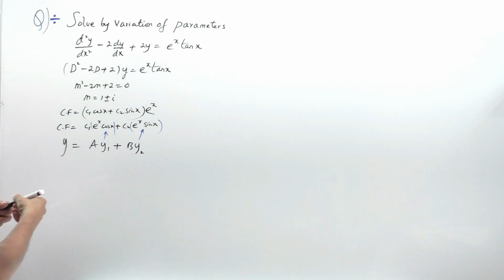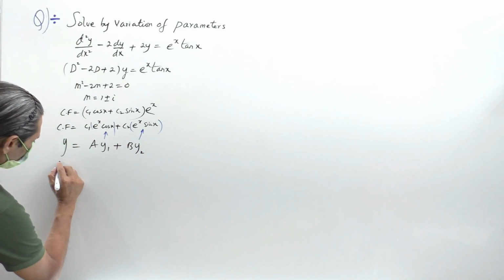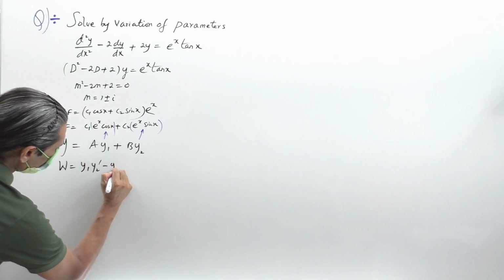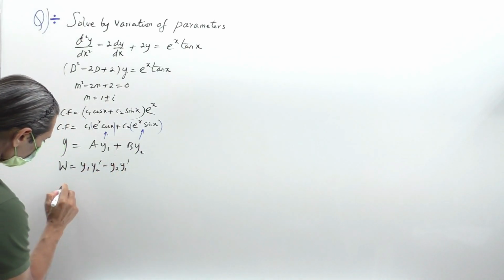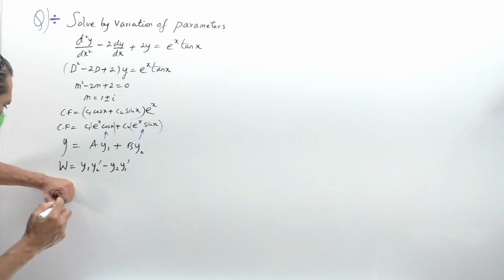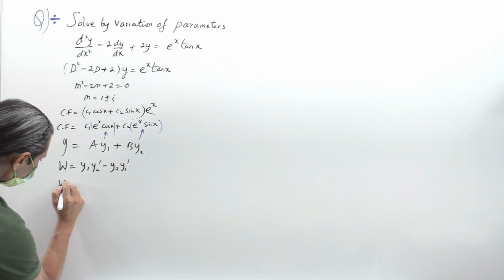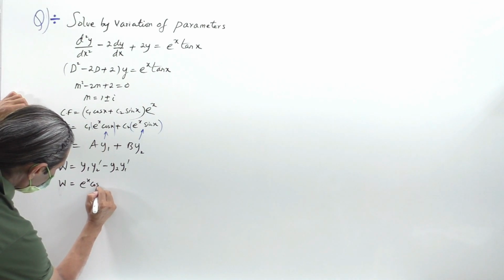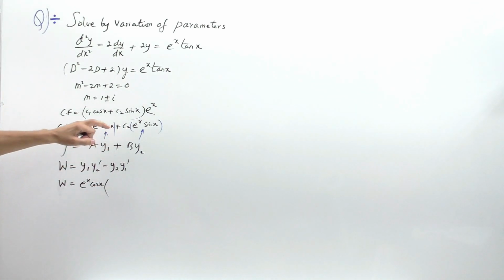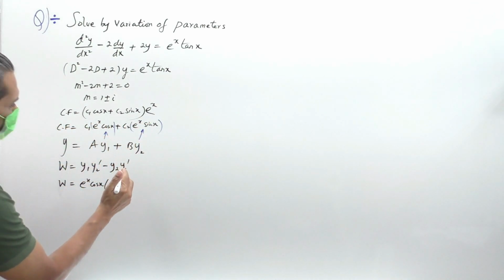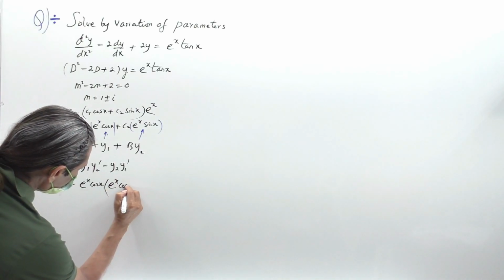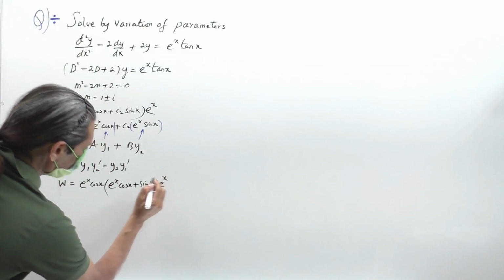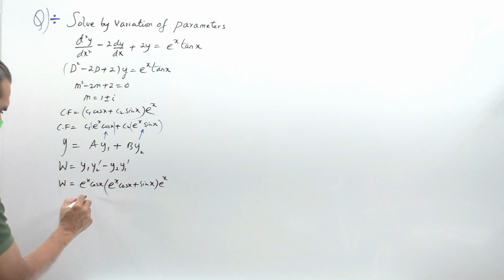Now, you find a very important factor called the Wronskian, that is W. W is equal to the determinant y1 y2 dash minus y2 y1 dash. So, we will find it now. W is equal to, what is y1? It's e raised to x into cos x into y2 dash. Differentiation of e raised to x sin x will be e raised to x into cos x, product rule, plus sin x into e raised to x.